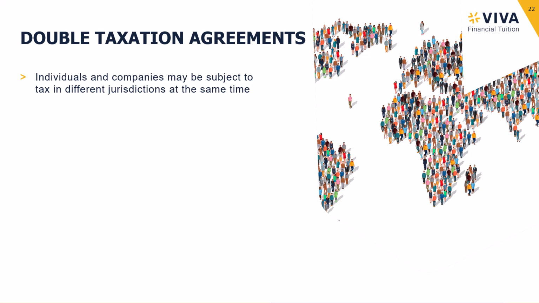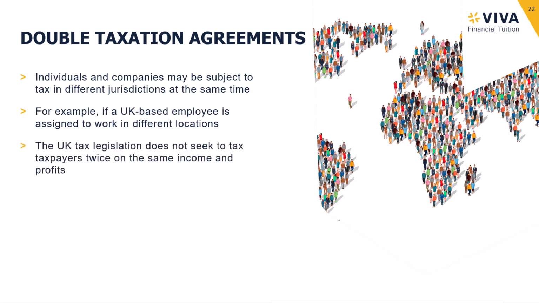So not only just being subject to UK tax, but also having liabilities to tax in other countries. So for example, we may have a UK-based employee that is required to work in different locations during the tax year. And if that happens, it's quite possible they will be subject to UK taxation, but also be subject to taxation in those other locations as well.